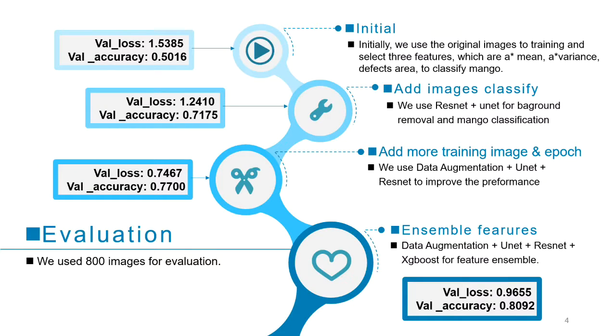Hello, I'm Jeff. Initially, we use the original images to train and select 3 features, which are A-mean, A-variance, and defects area to classify Mango. The initial fail loss is 1.5 and the initial fail accuracy is 0.5. Secondly, we use ResNet and UNet for background removal and Mango classification. Thirdly, we add more training images and epochs. And finally, we use data augmentation plus UNet plus ResNet plus TAGIBoost for feature and sample. And you can see the fail loss becomes gradually lower and the fail accuracy becomes higher and higher.